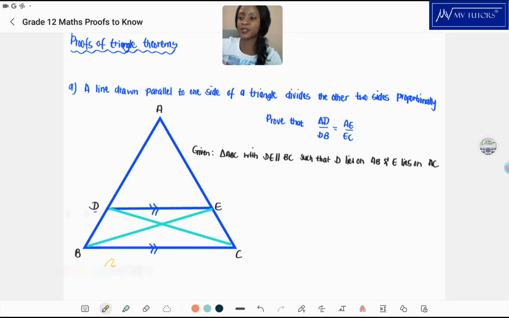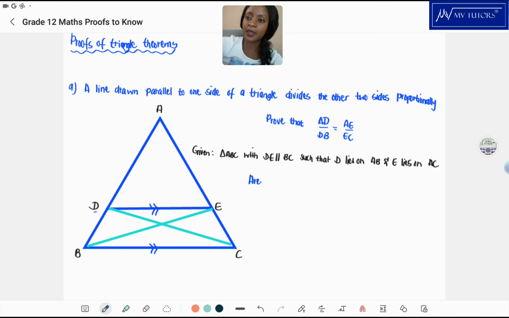Let's leave it at that and begin with this proof. I've also seen this proof. I don't know if it was the prelims or the June exam, but they have asked this question. Now we need to prove that AD over DB is equal to AE over EC. So what I'm going to look at first is triangle ADE. I'm going to try to get the area of triangle ADE as well as the area of triangle DBE. So let's start.